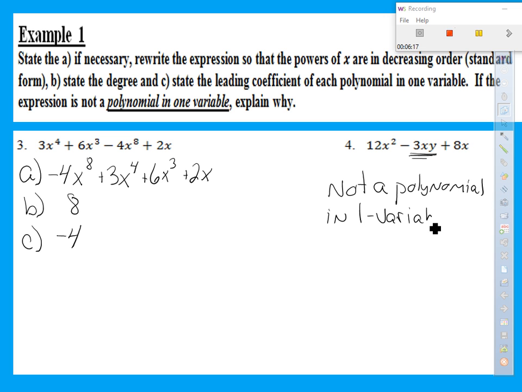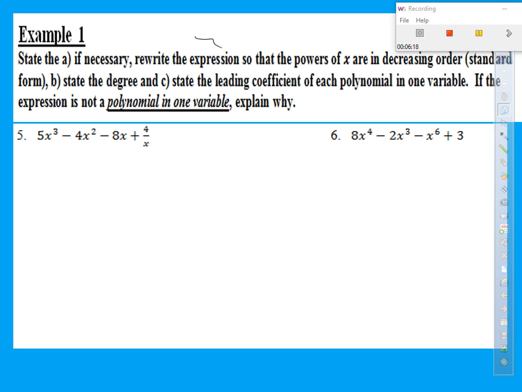It is a polynomial, but today I just want to focus on whether it's in one variable, meaning we could type it into our graphing calculator and graph it. Here's my number 5. You'll like number 5 because it's not a polynomial. The reason being, you can't have an x in the denominator. So this one's not a polynomial.